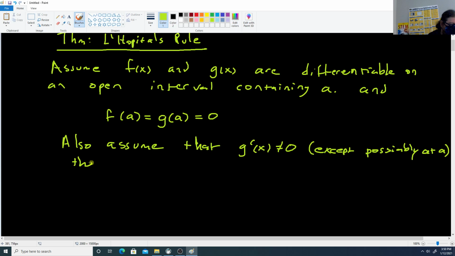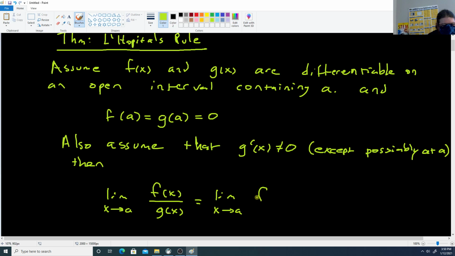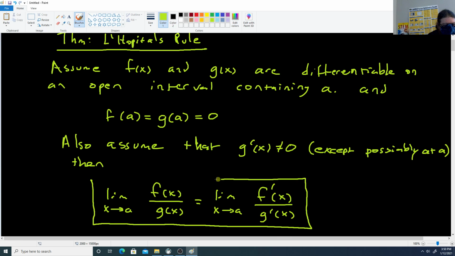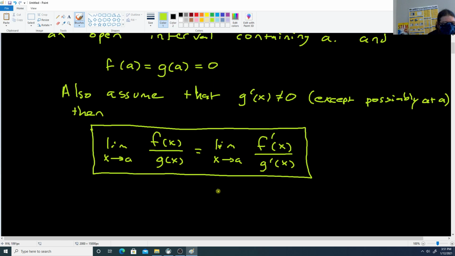Then we get the following. The limit as x approaches a of f of x over g of x will equal the limit as x approaches a of f prime of x over g prime of x. So what we're saying here is, as long as f of a and g of a equal 0, you'll get the form 0 over 0. To evaluate the limit, you can take the derivative of the top and the derivative of the bottom and look at x equals a for that.